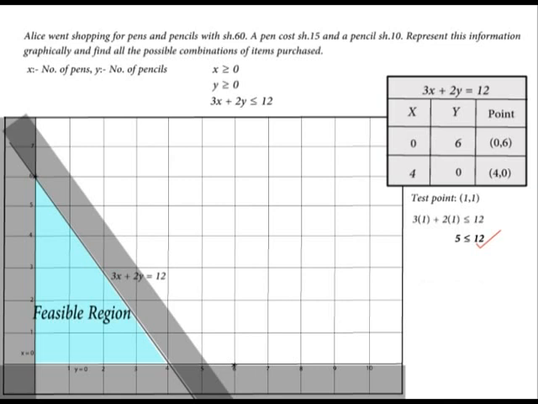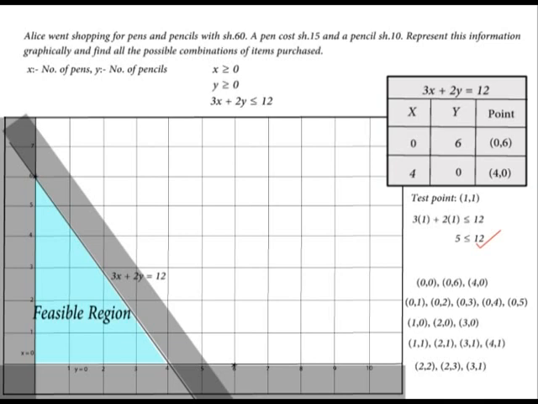Starting at the corners, we have (0, 0), which means he buys nothing, (0, 6), which means he buys 0 pens and 6 pencils, (4, 0) meaning she buys 4 pens and no pencil. We also have (0, 1), (0, 2), (0, 3), (0, 4), (0, 5), (1, 0), (2, 0), (3, 0), (1, 1), (2, 1), (3, 1), (4, 1), (2, 2), (2, 3), and (3, 1). These are all the possible combinations.